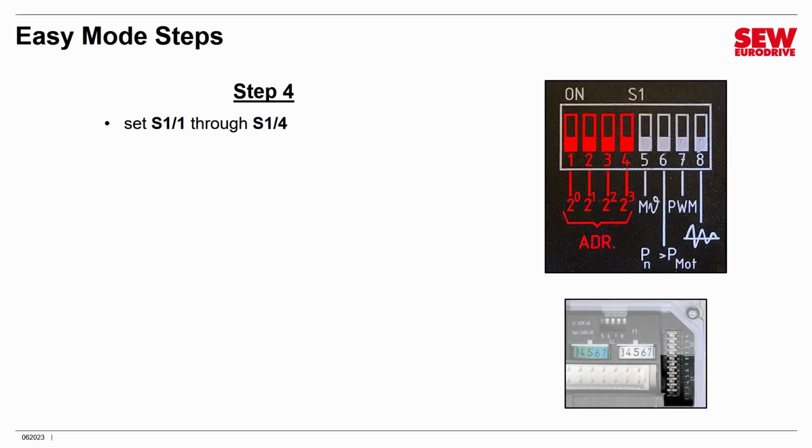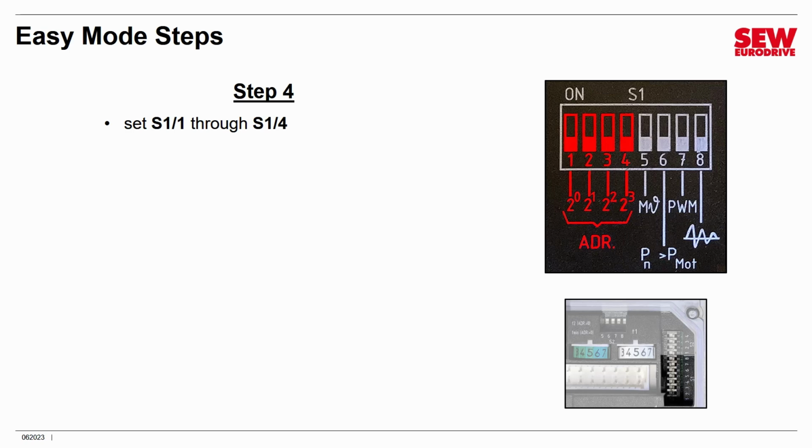Alright, this is the first set of dip switches we set, and you can see the bank we're going to work with. It's the S1 bank. It's divided into 2 groups and the switches are numbered. We're going to be setting switches 1 through 4 in this step, and then we'll move on and look at 5, 6, 7, and 8 individually.